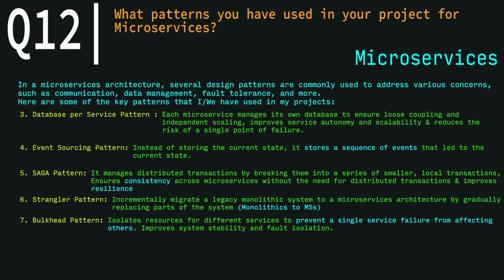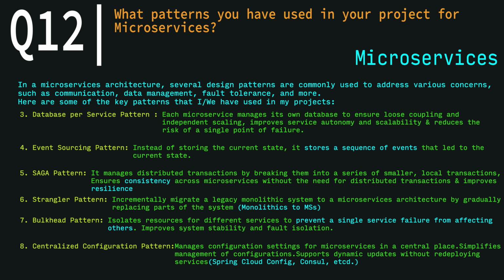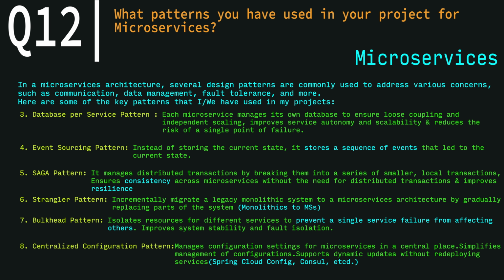Likewise, in microservices, we have other important design patterns like database per service pattern, event sourcing, sagas, transactional patterns, bulkhead pattern, and centralized configuration patterns. Really, all these are very important for the microservices architecture. You can explore them individually. Anyhow, I will cover all these in our upcoming tutorials. We have 3 more questions left. Let's move to the next one.